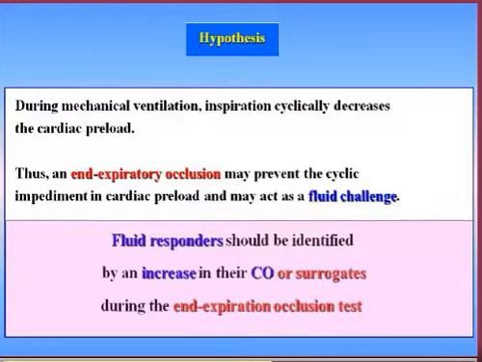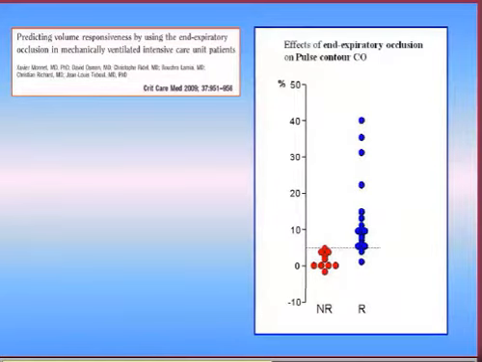And therefore, fluid responders should be identified by an increase in their cardiac output or surrogates during the end expiratory occlusion test. And we found with Xavier Monet, using a PICCO device, that patients who increased their cardiac output during this short maneuver, only 10 to 15 seconds, were patients who would respond to subsequent fluid infusion. And patients who did not increase their cardiac output during this maneuver would not respond to fluid.